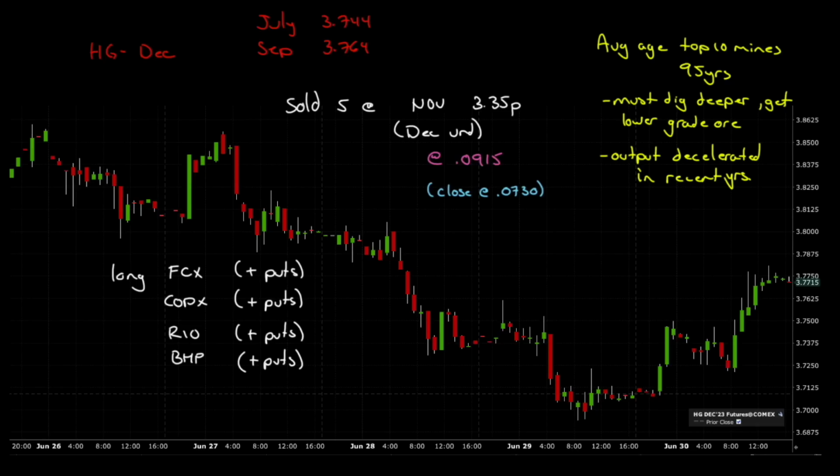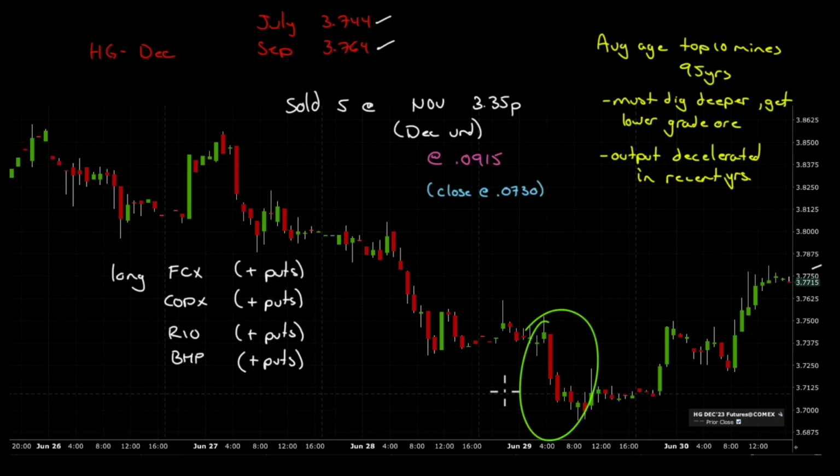All right, let's have a look at copper. HG futures ticker. This is the December futures over the last week. The July price sitting at 3.744, the September 3.764, and the December 3.7715. Almost a flat curve in terms of the futures term structure. Slightly upward sloping, but you can call it flat.